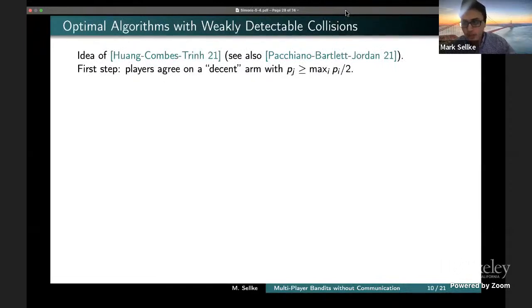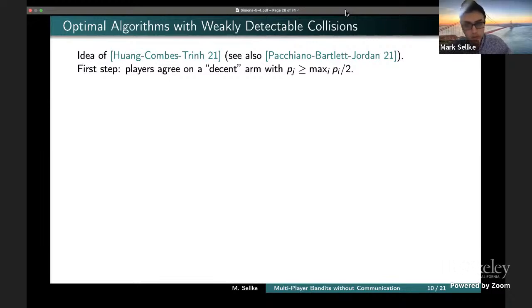So let me first spend just a little bit saying what happens when there are weakly detectable collisions. So when you observe 0 when there's a collision. So this was an idea from this nice paper of Huang, Combs, and Trin, and there was a later work with some similar conclusions as well. So the first step is that the players somehow agree on a decent arm.